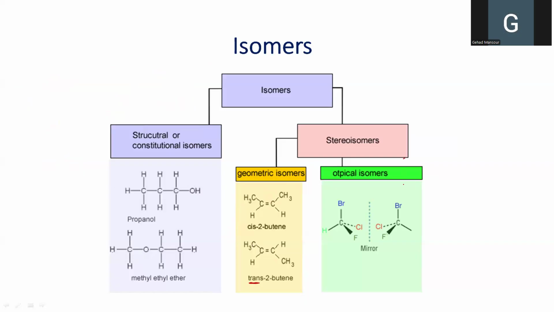But when we come to the optical isomers, we will find that the optical isomers are mirror images of each other, but they are not superimposable. What does this mean? It means that if you take that molecule without rotating it and try to put it on the other molecule, they will not be superimposed.